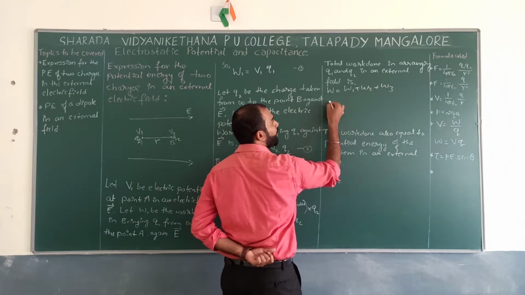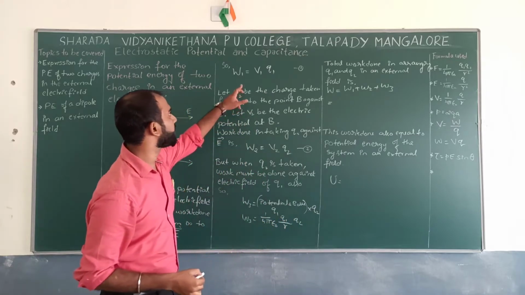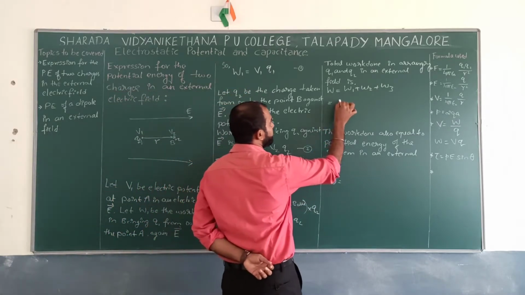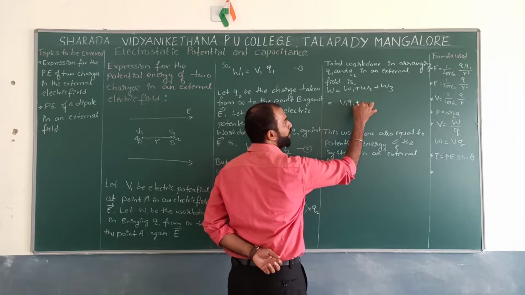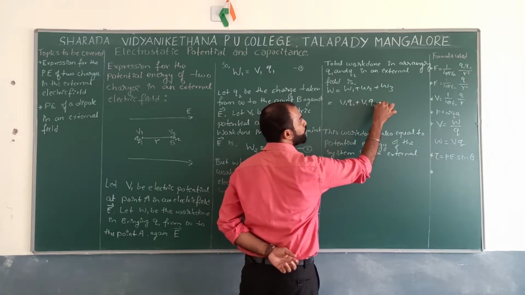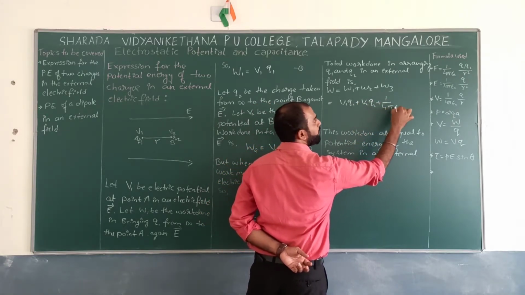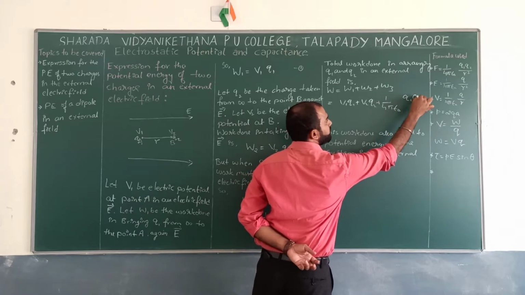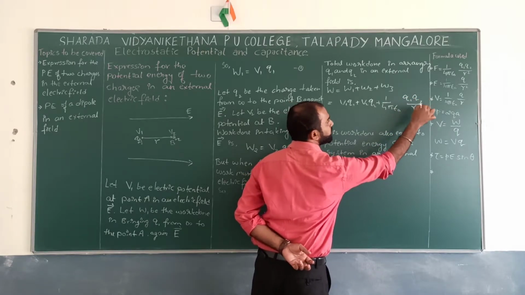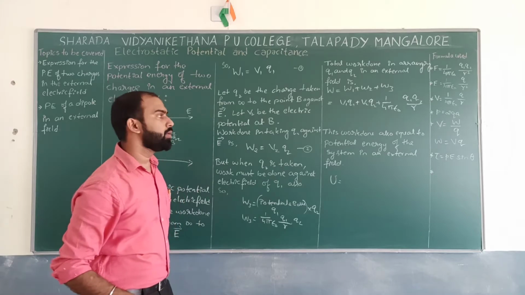W1 can be replaced by what? What do we have over here? That is V1 into Q1 plus V2 into Q2 plus 1 by 4 pi epsilon naught Q1 Q2 by R. Correct? Next.